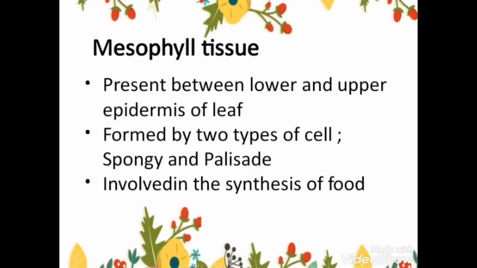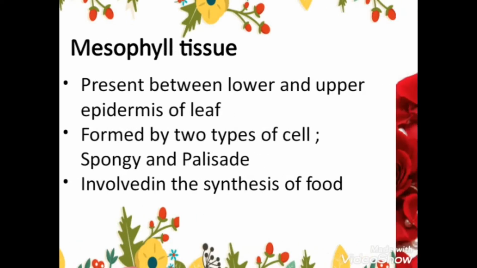Number 3 is the mesophyll tissue. This tissue is present between the lower and upper epidermis of the leaf. It is formed from the union of two types of cells, spongy and palisade. It is involved in the synthesis of food for the cell in the process of photosynthesis.